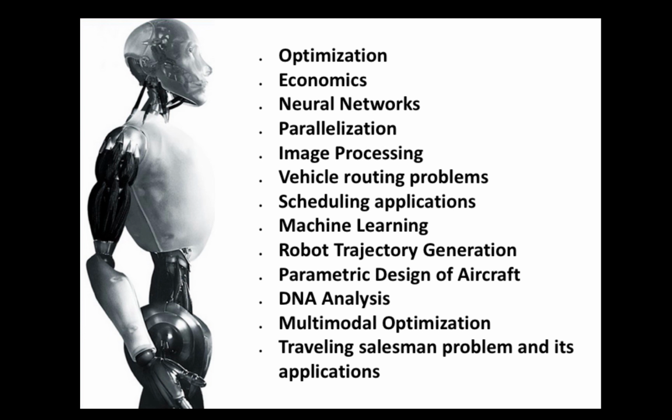Robot trajectory generation. GAs have been used to plan the path which a robot arm takes by moving from one point to another. Then there's the parametric design of aircraft. They've been used to design aircraft by varying the parameters and evolving better solutions. DNA analysis. They've been used to determine the structure of DNA using spectrometric data about the sample. Multimodal optimization. There are very good approaches for multimodal optimization in which we have to find multiple optimum conditions. And the traveling salesman problem and its applications. GAs have been used to solve the TSP, which is a well-known combinatorial problem, using novel crossover and packing strategies.